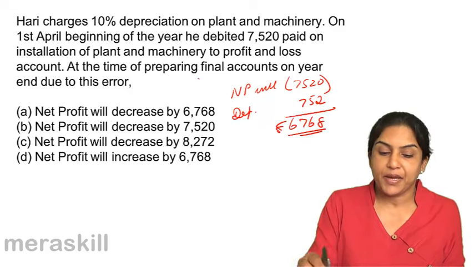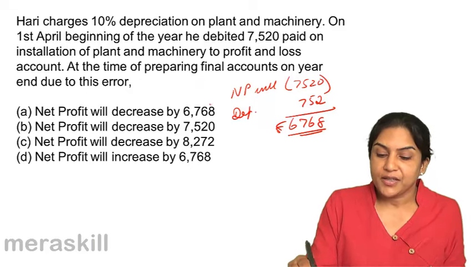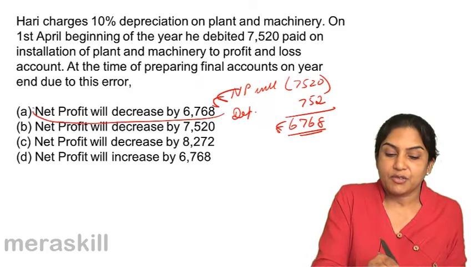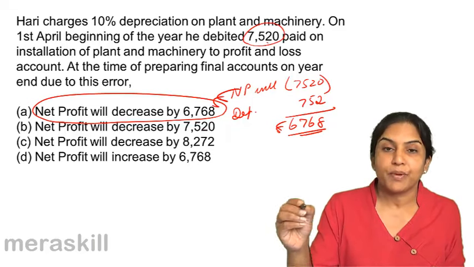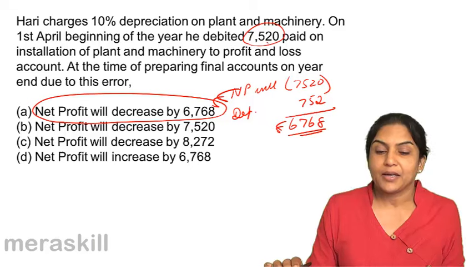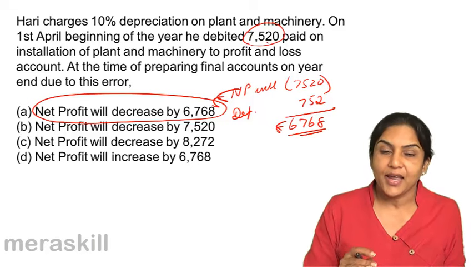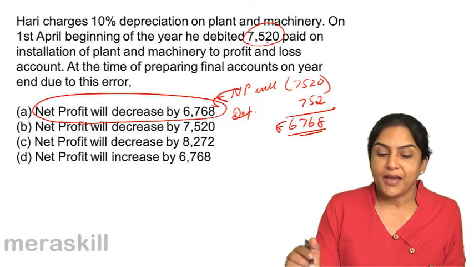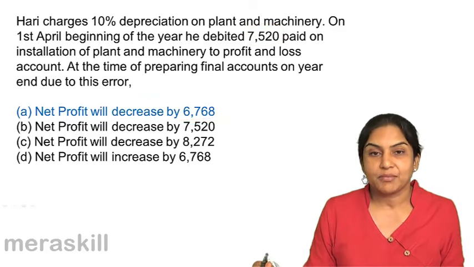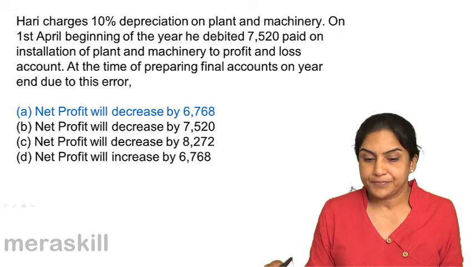At the time of preparing final accounts, due to this error, the net profit would have decreased by 6768. The net profit is decreasing by 7520 because of the wrong entry. But had I done it correctly, I would have had a charge of depreciation. I have removed the effect of that and therefore net profit will decrease by 6768.